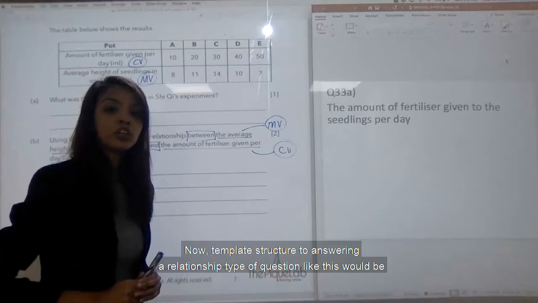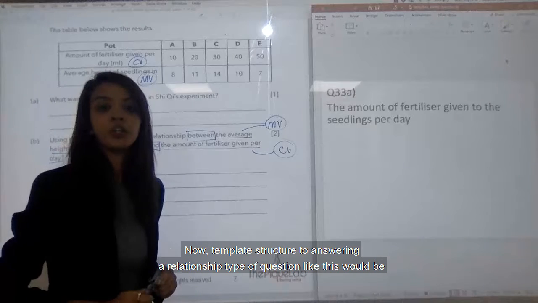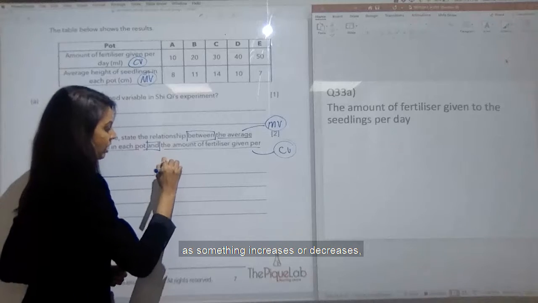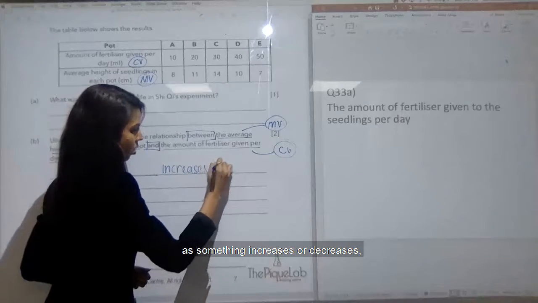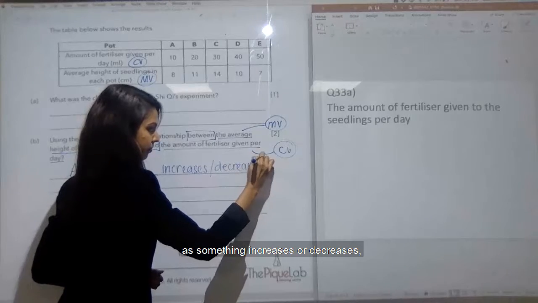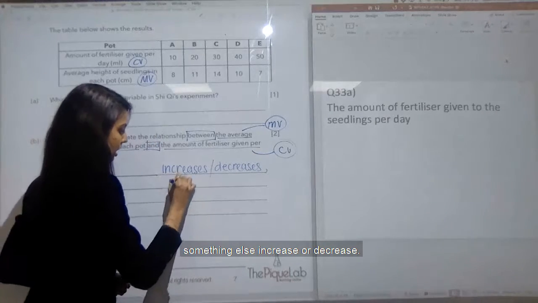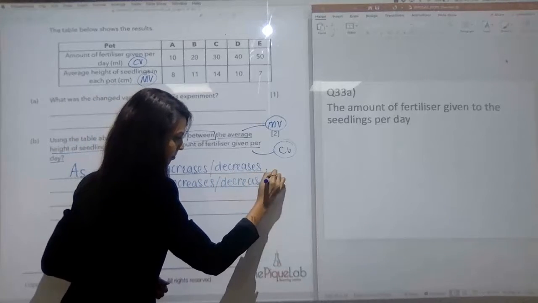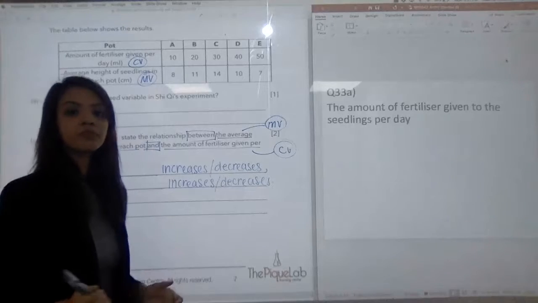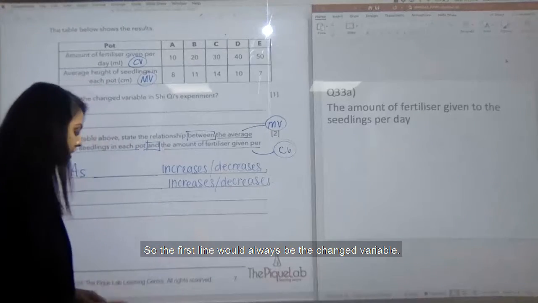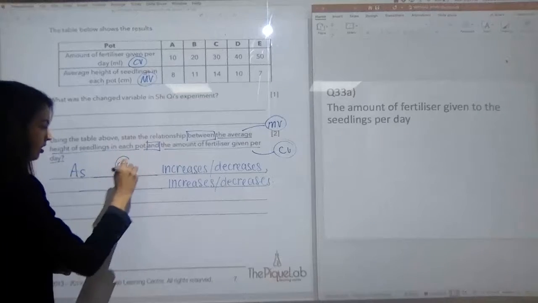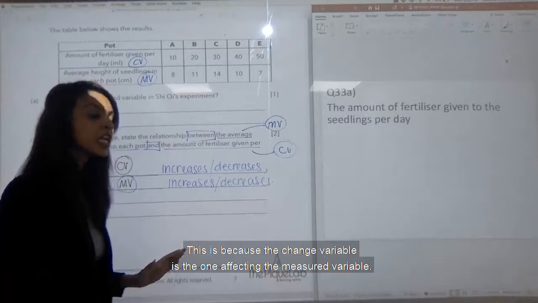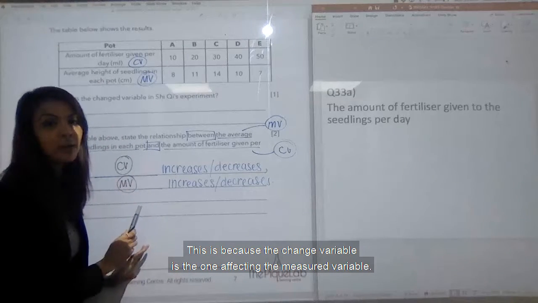Now, the template structure to answering a relationship type of question like this would be as follows: as something increases or decreases, something else would increase or decrease. So the first blank would always be the changed variable, and the second blank would be the measured variable. This is because the changed variable is the one affecting the measured variable.